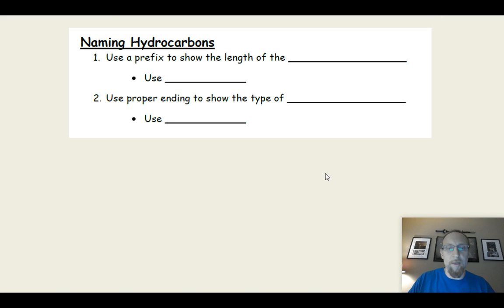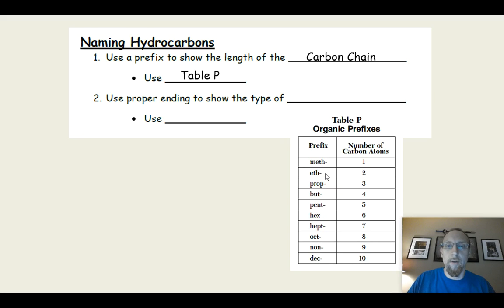So now how do we name these? It's really, really pretty simple. So use prefix to show the length of the carbon chain. And how do we know these prefixes? It's on your reference tables, table P. So take a look at your reference tables. P is right above Q that we were just talking about. Here it is.